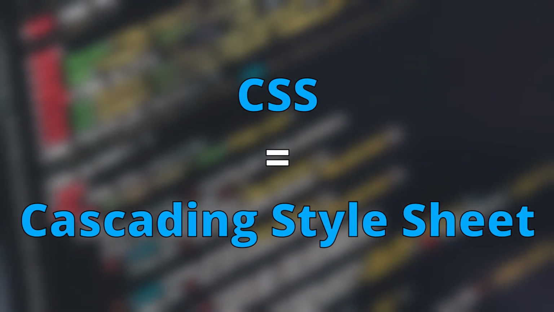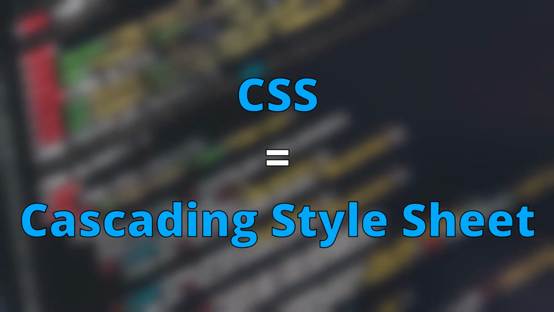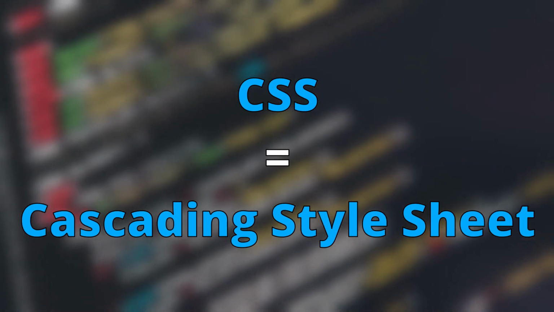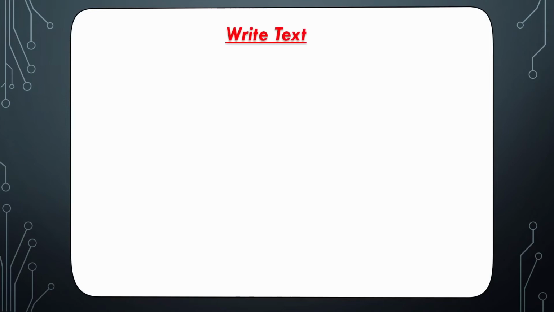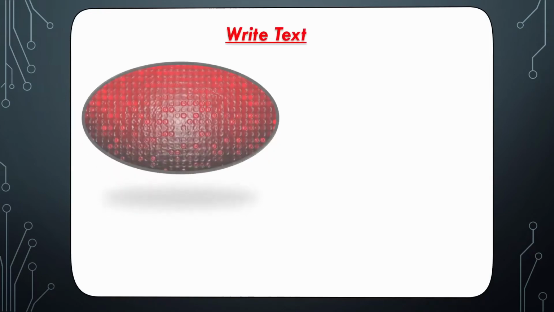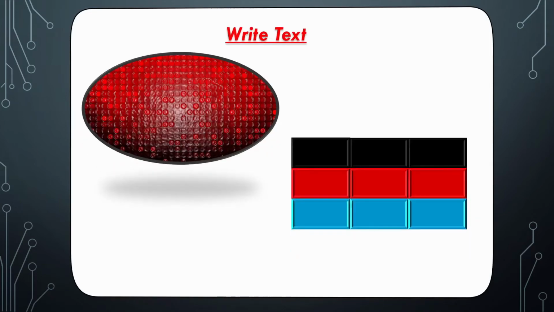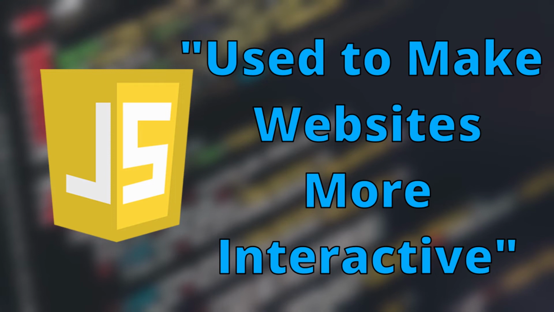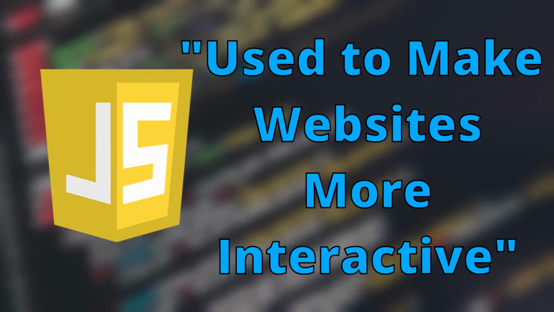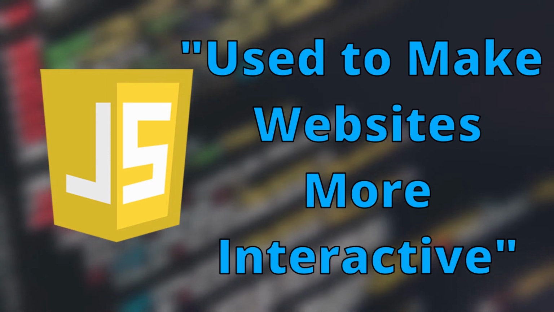CSS, which stands for Cascading Style Sheet, is used to apply some styling on the web page, and it is linked with the HTML file. So with CSS, you can add font colors to your text, resize images and adjust them, as well as customize your whole web page. JavaScript is a scripting language used to make websites more interactive. That means transforming the website from static to dynamic.